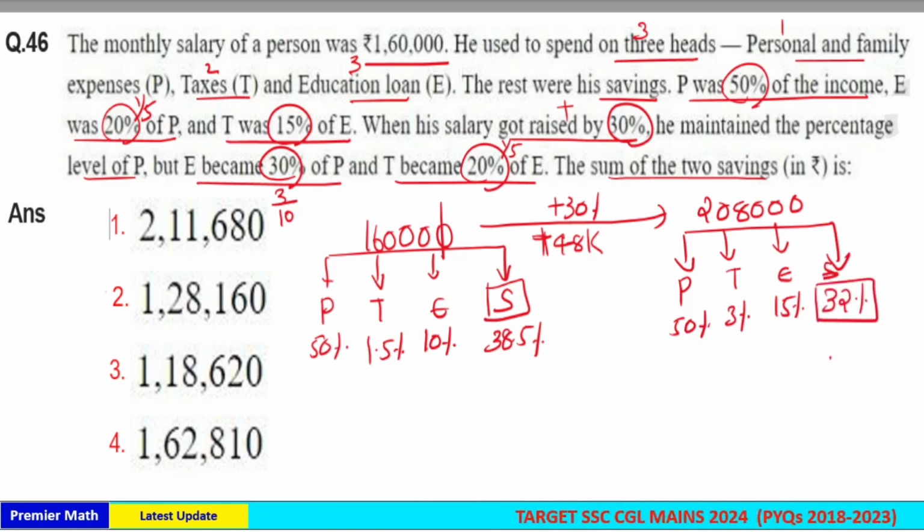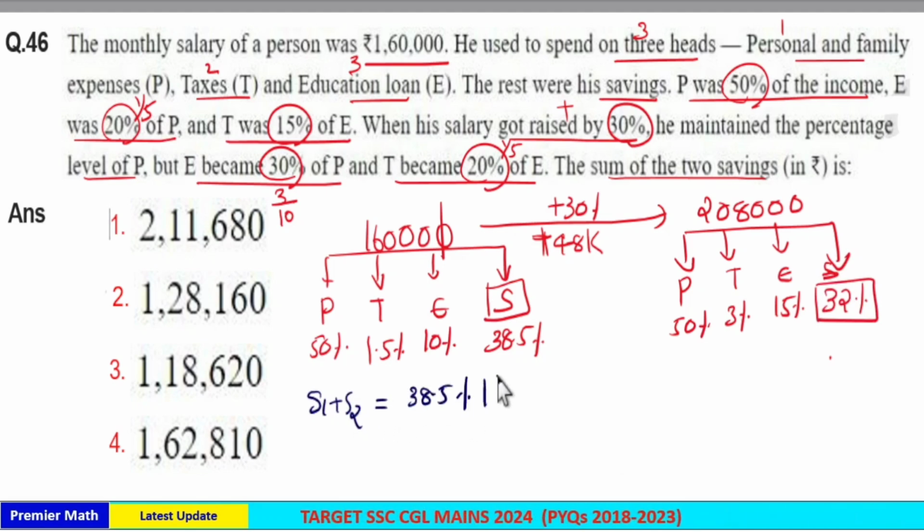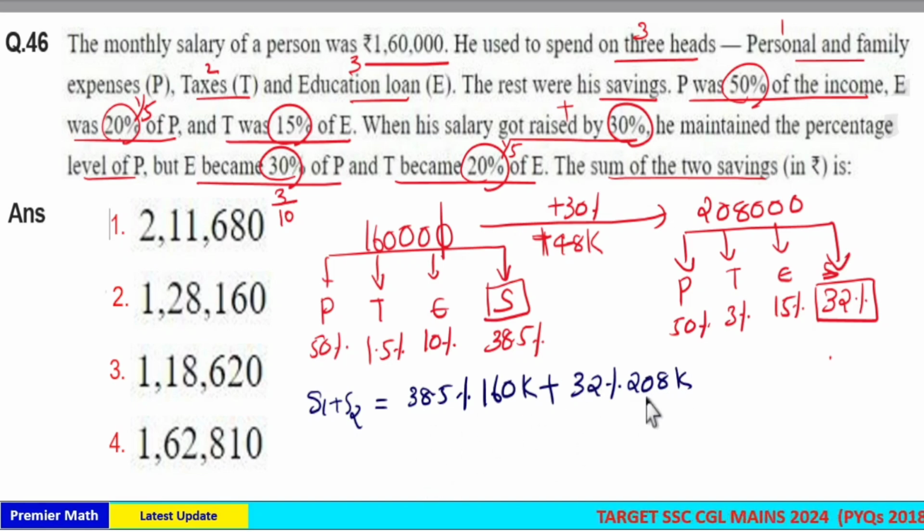Then here total savings S1 plus S2 is equal to 38.5% of 1,60,000 plus 32% of 2,08,000. Now here this is equal to, if you look at this, 32 is equal to 16 into 2. Now I can take 16k percentage outside. 16k percentage means divide by 100. So 16k percentage means 16k by 100.